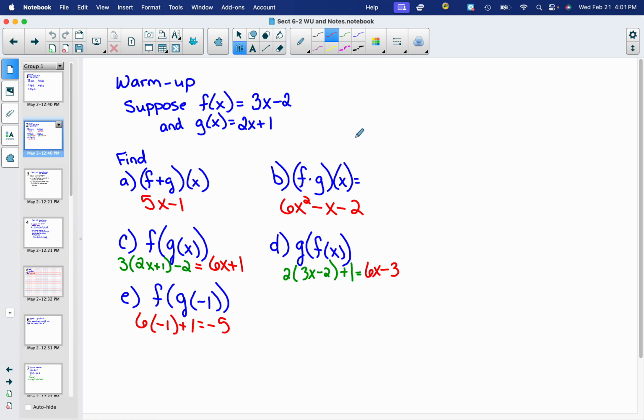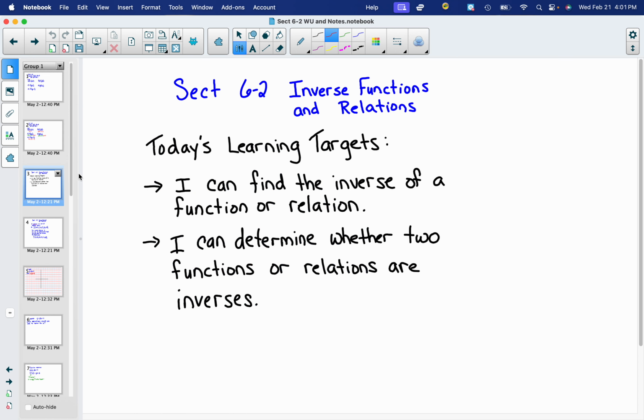So here are the answers. And on part C and D, I did show the work that I did. Actually, notice how I did part E. Since you just solved f of g of x in part C, and you got 6x plus 1, now you can just take the -1 and plug it in where the x is and do 6 times -1 plus 1, and we get -5. So that's just a little recap of what you guys did in the last section.